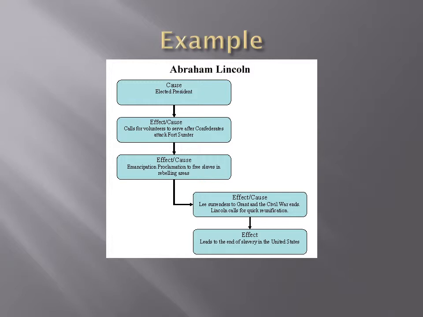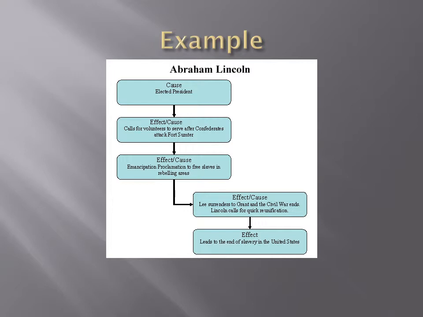we know that the Confederates attacked at Fort Sumter. So Lincoln calls for volunteers to serve in the army after the Confederates attacked Fort Sumter. Well, that's an effect of Lincoln being elected, but it's also a cause of something else, or there's another effect of Lincoln being elected. In this case, there's another effect of Lincoln being elected.